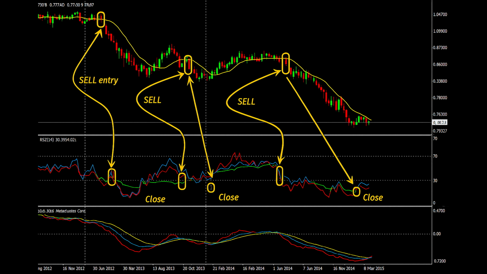Do not ignore important macro events. A central bank shock or rate announcement can invalidate technical patterns on weekly charts. Finally, do not trade without alignment between price action and RSI.